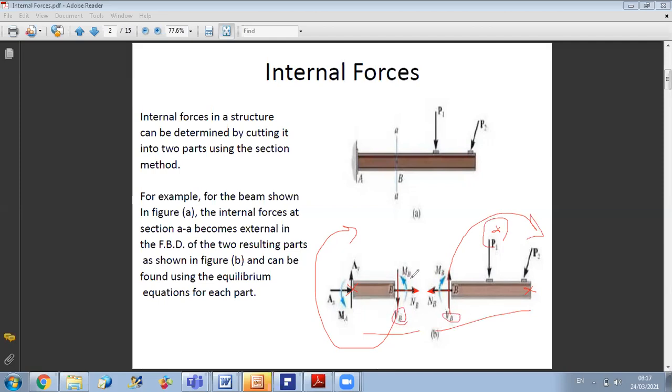Okay. Now, what is the convention for the bending moment? The bending moment is positive when it compresses the upper part of the beam. Okay, so here, if I take this part, the bending moment should be counterclockwise to compress the upper part. While if I take the right part of the beam, I should take the bending moment clockwise to compress the upper part. Okay, so this is the convention used to determine internal forces in 2D.